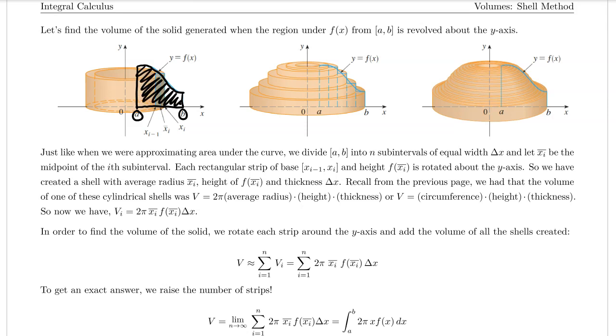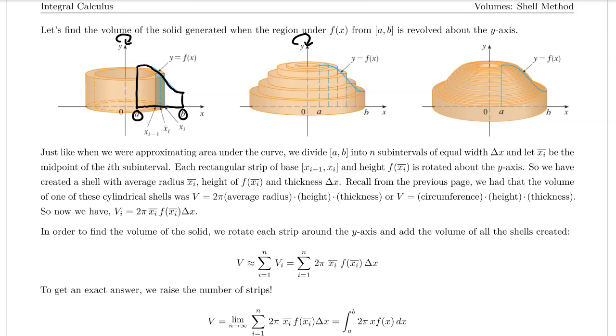So I have that two-dimensional region, and if I revolve it around the y-axis, I'm going to get some kind of three-dimensional shape. And what I can do is create these cylindrical shells to approximate the volume of the three-dimensional shape that we get when we rotate that two-dimensional region around the y-axis. And notice that we get a more accurate answer as we increase the number of shells.